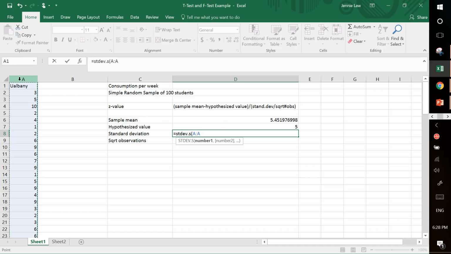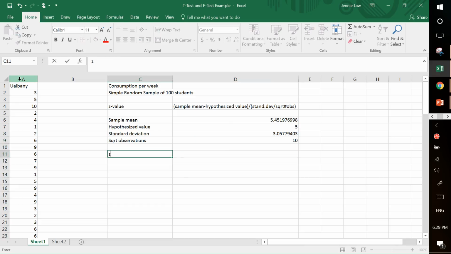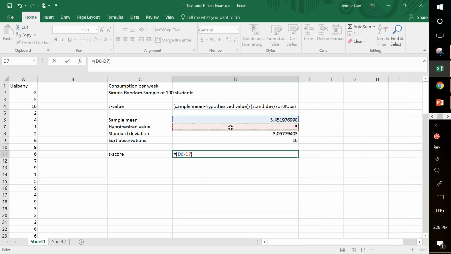Okay, so we're going to select our data. And then we need the square root of our observations. I've told you that this is 100 UAlbany students and their drinking habits. So I'm going to do the square root of 100. So then to calculate our z-value or our z-score, it's the same thing. All I need to do is take the sample mean minus the hypothesized value divided by the standard deviation, which is divided by the square root of the observations.